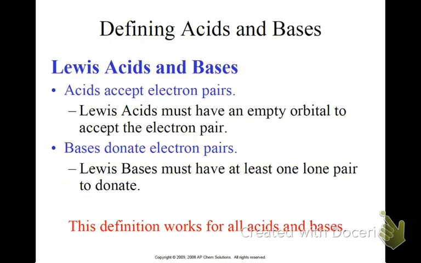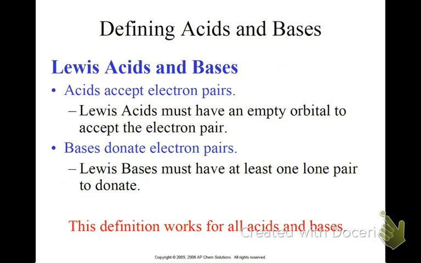Alright, so the next definition is the Lewis acids and bases definition. With the Lewis acid-base definition, as well as the next one that we're going to talk about, these really describe interactions. So in order to have a Lewis acid, you have to have a Lewis base. They go hand in hand. It's like oxidation reduction. You can't have oxidation without reduction. You can't have a Lewis acid without a Lewis base.